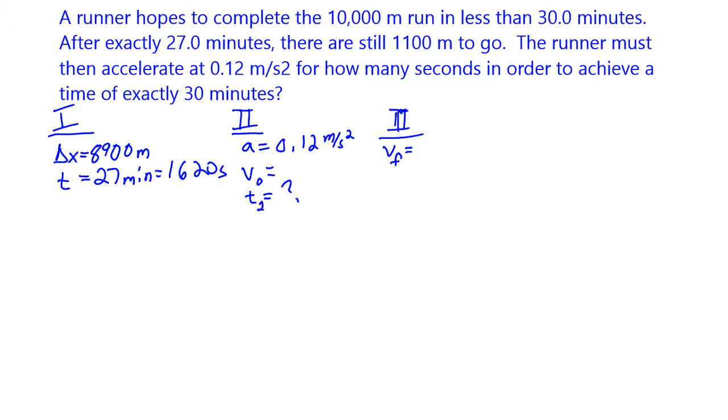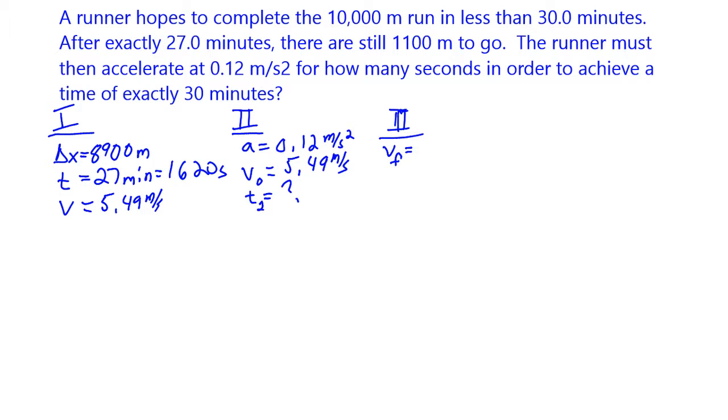Okay, the first thing we're going to find, assuming that she ran at constant velocity for the first 27 minutes, so we're going to use those two things, the delta x and t, to find our v. So v equals delta x over t. So 8,900 divided by 1620 gives us a velocity of 5.49 meters per second for the first part. That is our initial velocity for part 2. We still don't have enough information to get very far, but we're done with part 1 now.